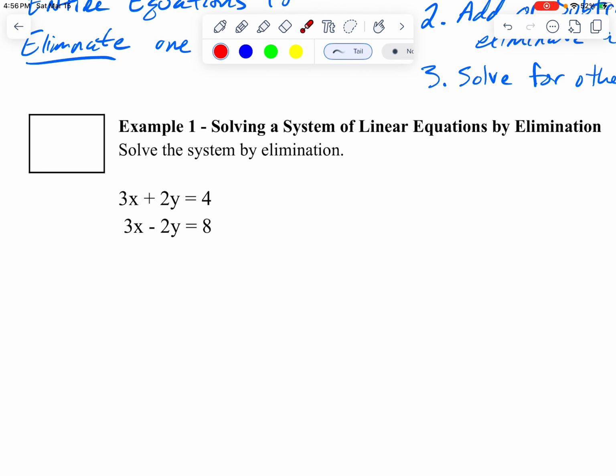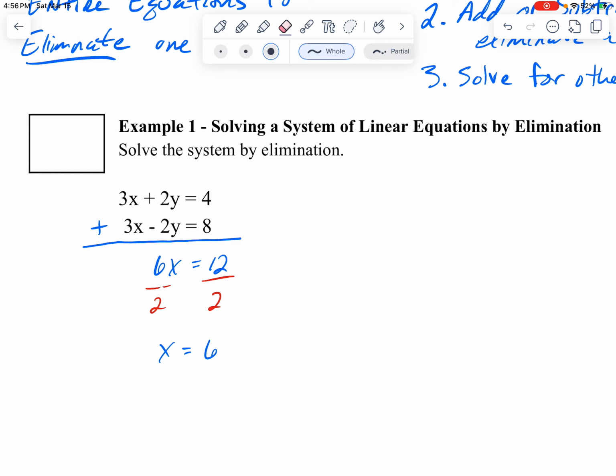So what we're looking for is matching terms, and in this case it's actually set up kind of nicely. I've got my x's match and my y's match, so we could add or subtract these equations. I think most students generally prefer to add. So if I added everything here just like we did in that previous example, we'd end up with 6x, 2y minus 2y goes away, we get 0, and then 4 plus 8 is 12. So 6x equals 12.